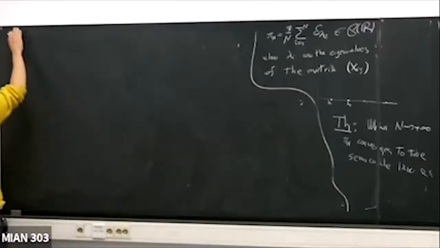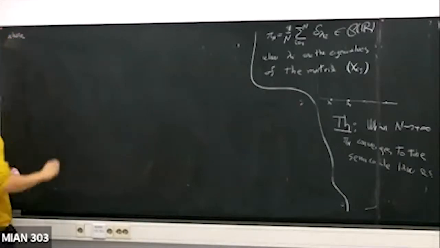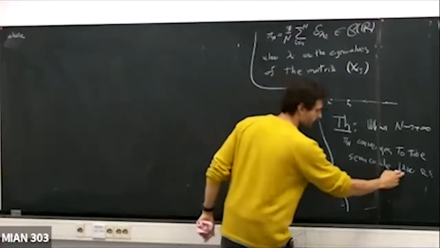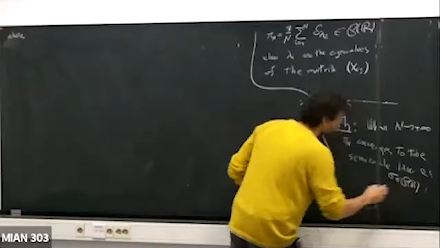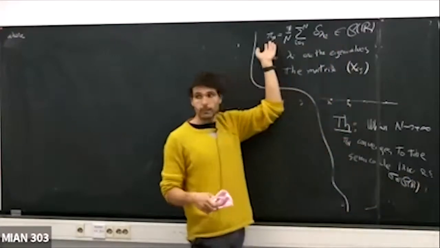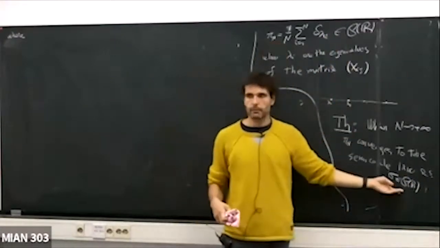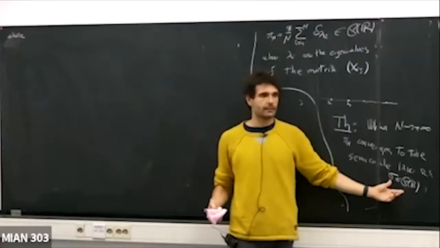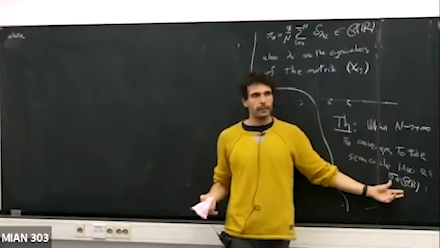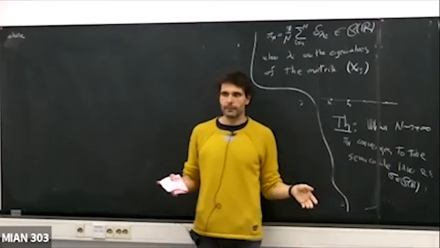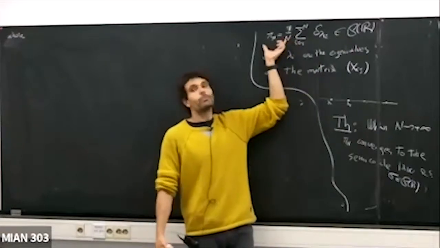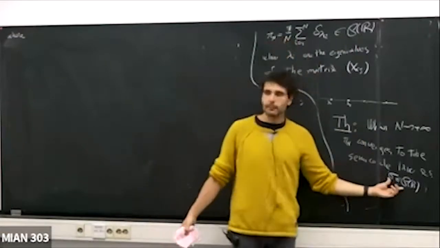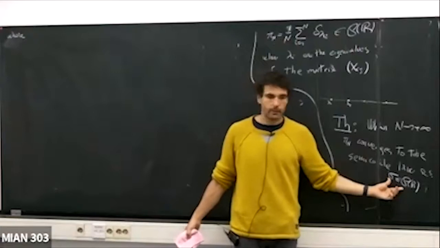First, the semicircle law, let's give it a name, sigma, which is also a probability measure on R. This is a sequence of random probability measures on R that converge to a probability measure on R which is not random, it's deterministic. So it's a sort of law of large numbers. In the law of large numbers, you have a sum of n random variables, and this converges to a deterministic number. Here you have a probability measure, and it converges to a deterministic probability measure.